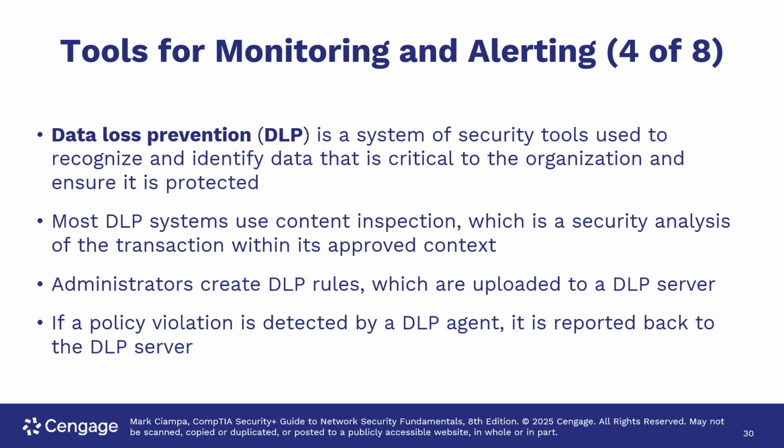And the next thing is you want to make sure to keep your network secure so that you don't have data loss. That's where data loss prevention comes in, because it's a system of security tools used to recognize and identify data that's critical to the organization and assure that it's protected. Most data loss prevention systems use content inspection, which is a security analysis of the transaction within its approved context. The administrators create DLP rules, which are uploaded to a DLP server. If a policy violation is detected by a DLP agent, it's reported back to the DLP server.